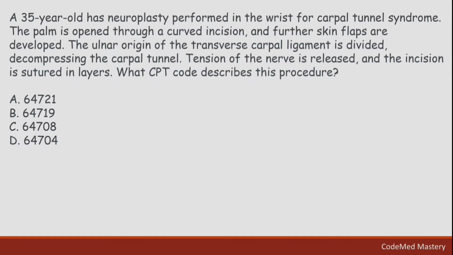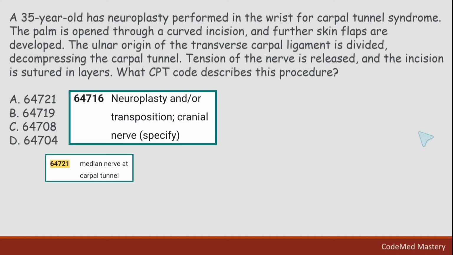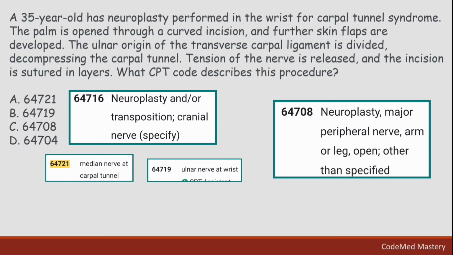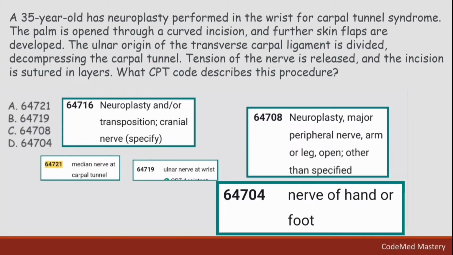Let us check the options. Check option A, 64721. 64721 is for neuroplasty or transposition, median nerve at carpal tunnel. And option B, 64719 is for neuroplasty or transposition, ulnar nerve at wrist. And option C, 64708 is for neuroplasty, major peripheral nerve, arm or leg open other than specified. And option D, 64704 is for neuroplasty, nerve of hand or foot.